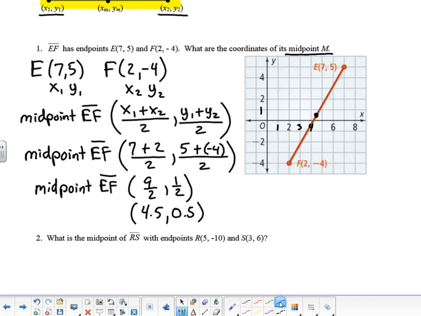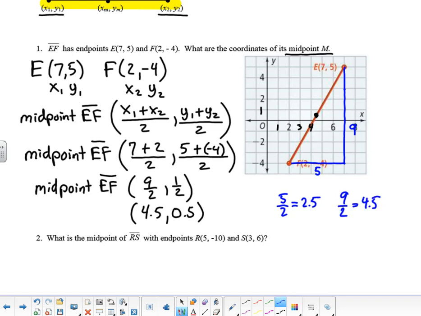Now, when you're looking at midpoint, you want to think about the middle, and one of the ways to do that is by drawing in a right triangle and then just counting these distances. So the change here in x is 1, 2, 3, 4, 5. Okay, so 5. Then 1, 2, 3, 4, 5, 6, 7, 8, 9. Okay, so 9. If you take half of 5, 5 divided by 2 is 2.5. And 9 divided by 2 would be 4.5.